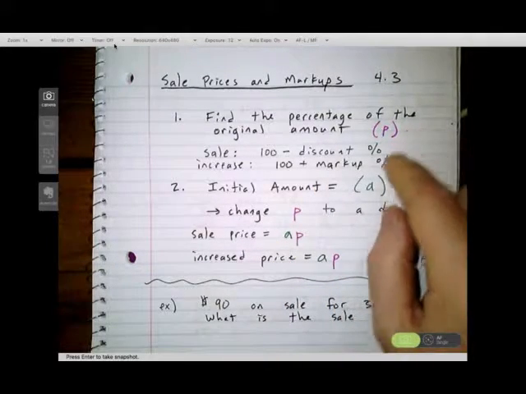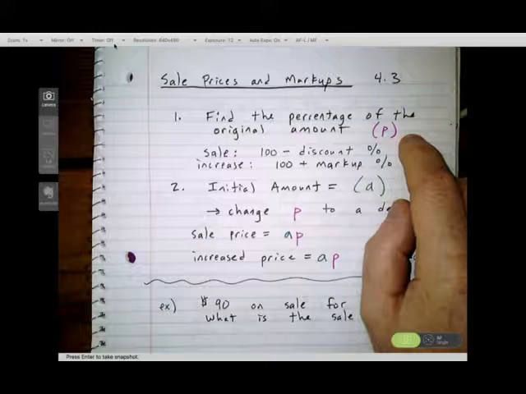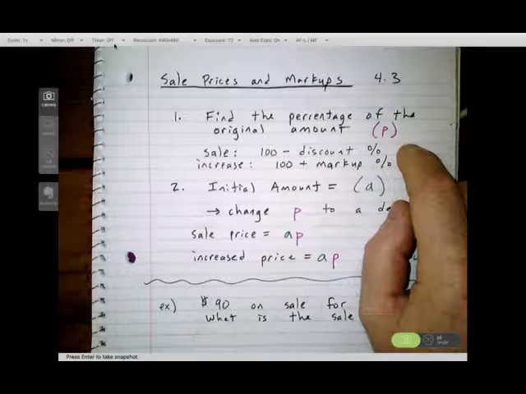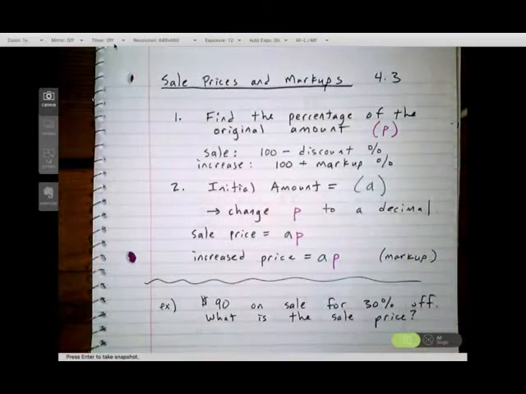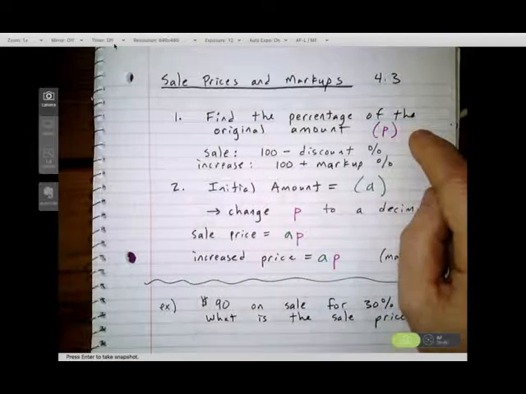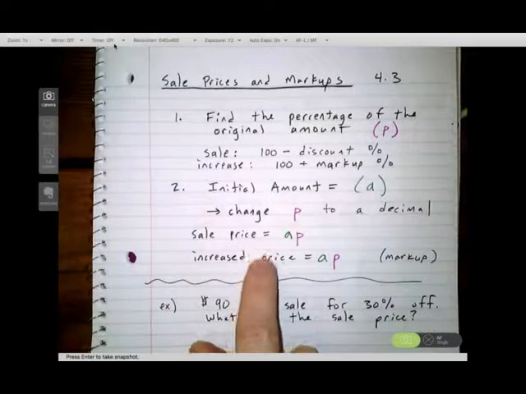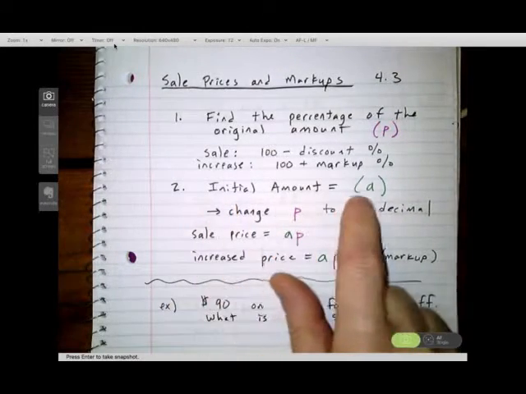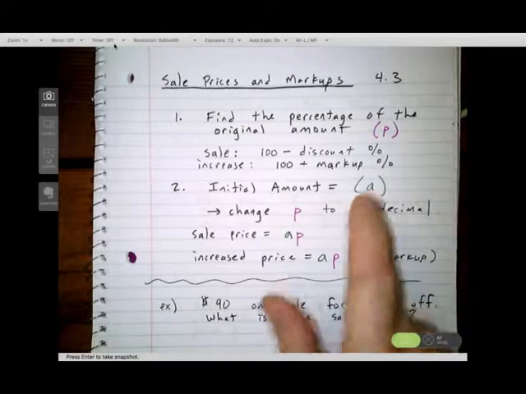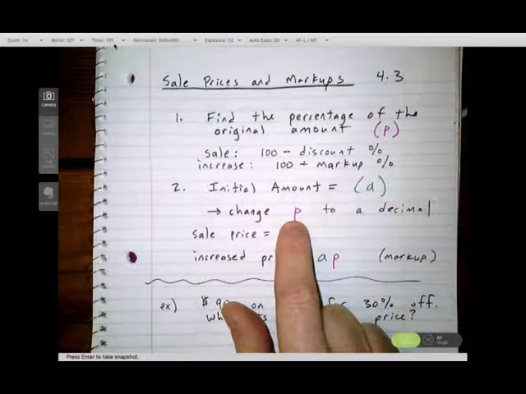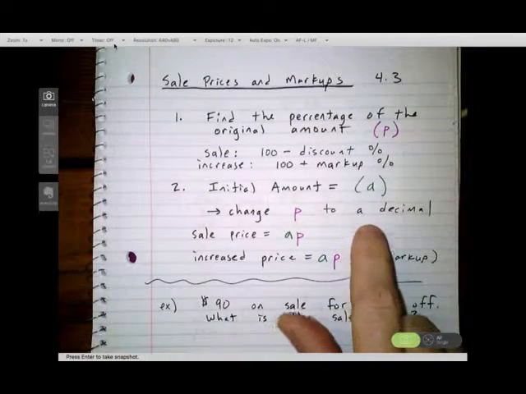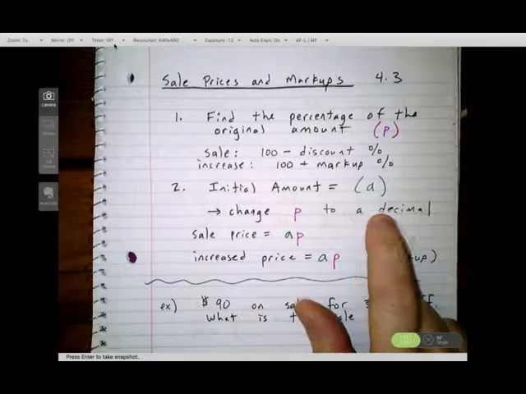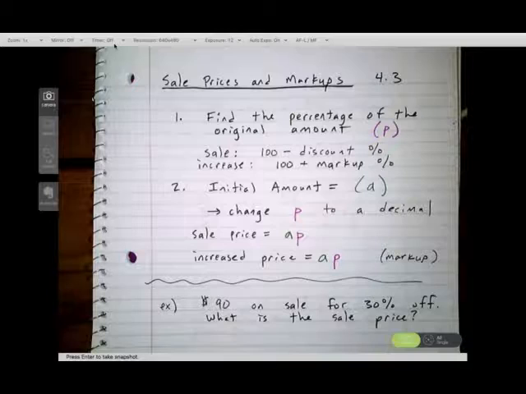So that's the first part here. We want to find the percentage of the original amount, either by subtracting the discount percent from 100 if it's a sale, or if we're going to increase or mark up the price, we're going to add the markup percentage to 100. So that's the first step. We're going to call that P in our little formula here, which we'll use in a minute. The initial amount, I'm going to call that A. Now make sure when you're using the formula you change P to a decimal, so you move the decimal 2 places to the left from a percent.